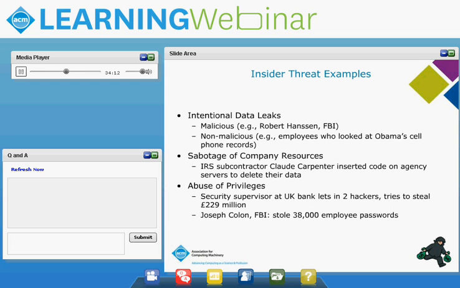They can do something after they've been let go, for example, that will then impact the organization in a negative way. And then the third threat that organizations face from insiders is abuse of privileges. For example, a security supervisor at a UK bank let in two hackers to try to steal a very large sum of money. Another example is someone who stole employee passwords. So these are people who legitimately have access to things who then abuse that access, that privilege, in order to do something that they're not supposed to do. Those are just a couple of examples of insiders and attacks.